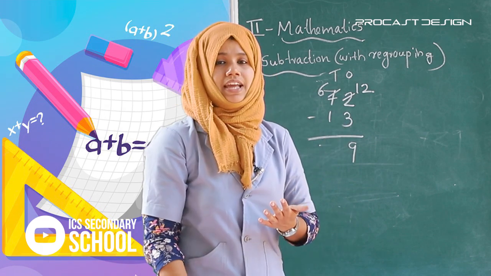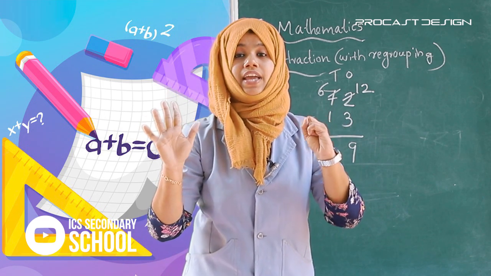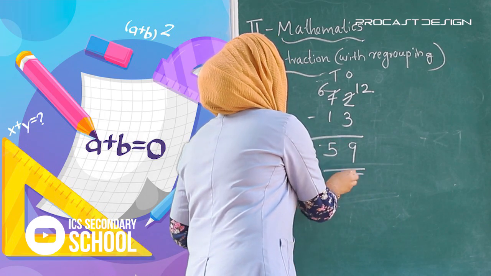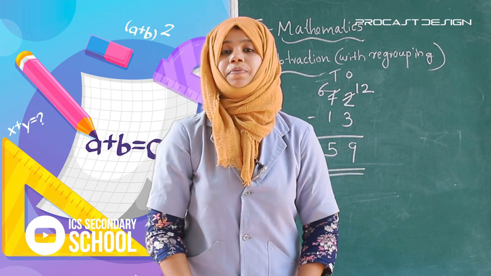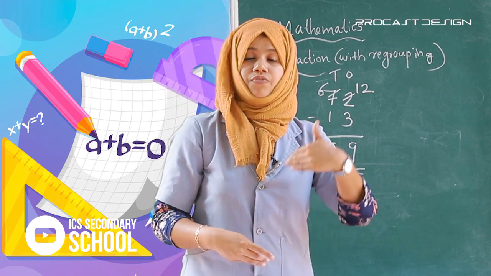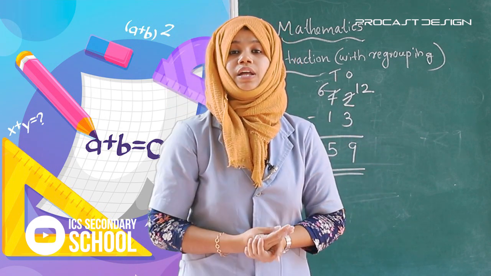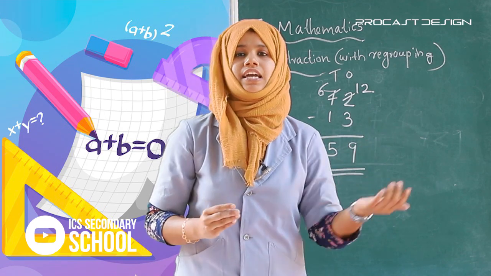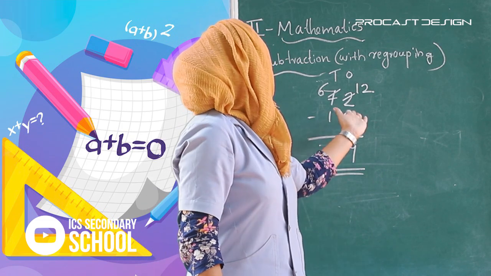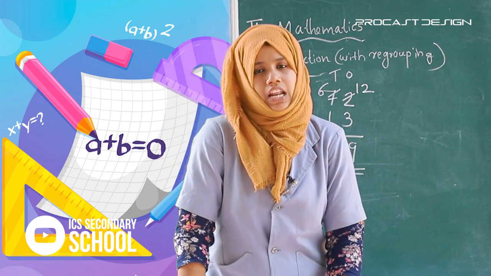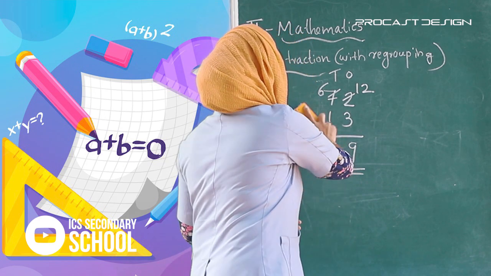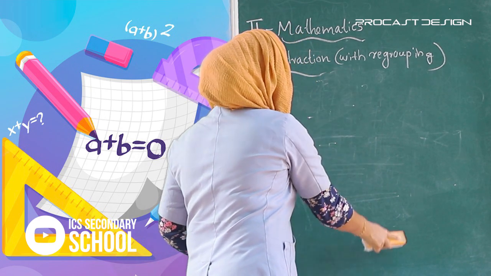Here 6 minus 1 we get 5. So the answer is 59. This is the method of subtraction with regrouping. That means we borrow from the next column, the tens column. We borrow 1 from the tens column, and that is subtraction with regrouping. Is it clear? Okay. I have another example.